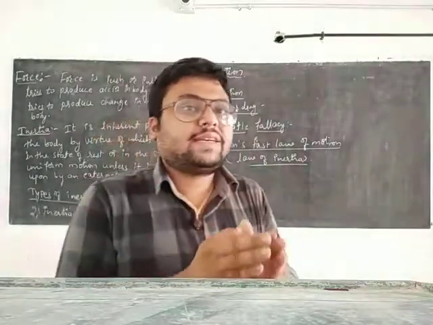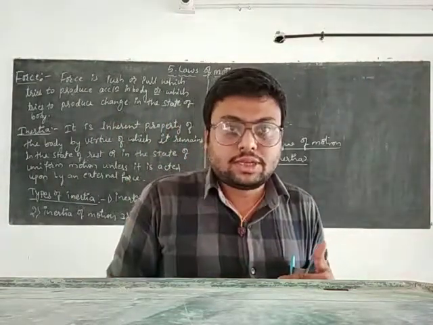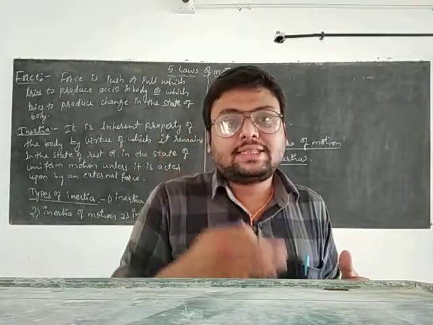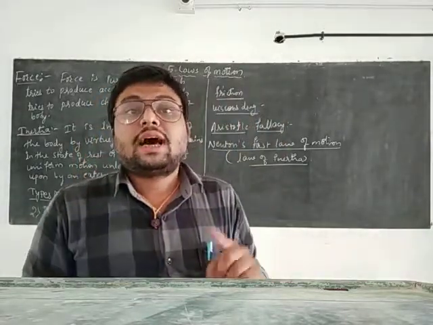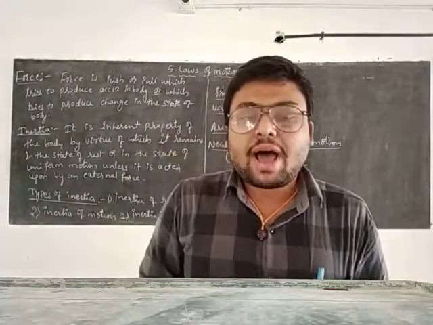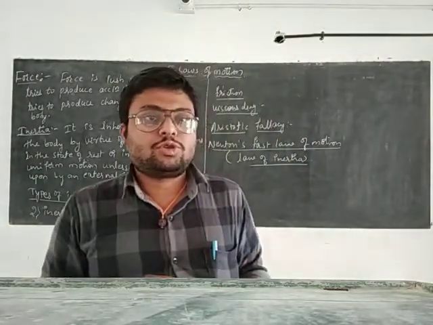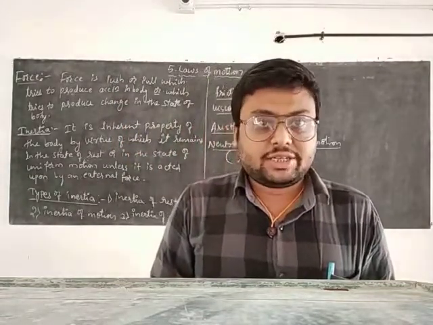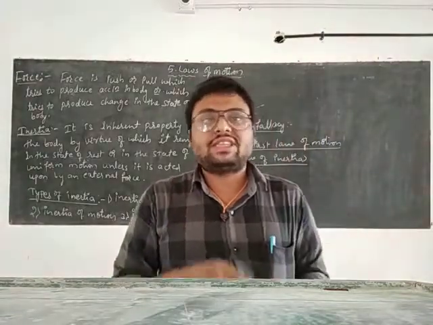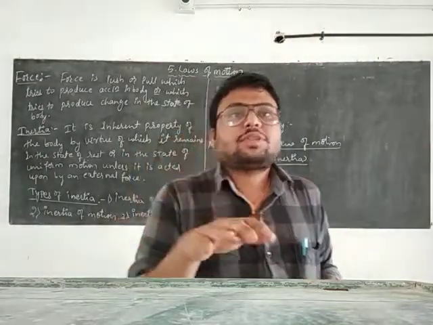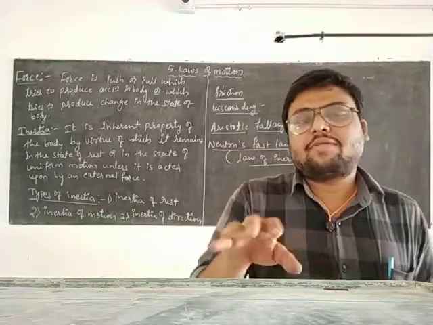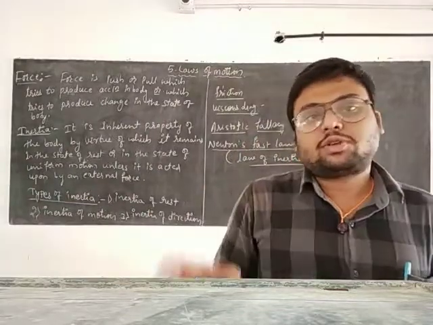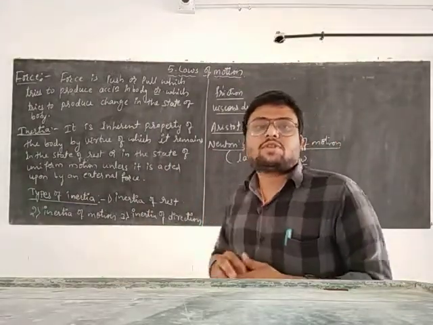If any body is at rest, it will continue in the state of rest only. If any body is in uniform motion along a straight line, then it wants to remain in that state only, unless it is acted upon by an external force. For example, you can take any example of inertia. You can take the example of a book on the table. The book which is kept on the table is at rest. When it is acted upon by an external force, then it starts moving. It is also an example of Newton's first law of motion.